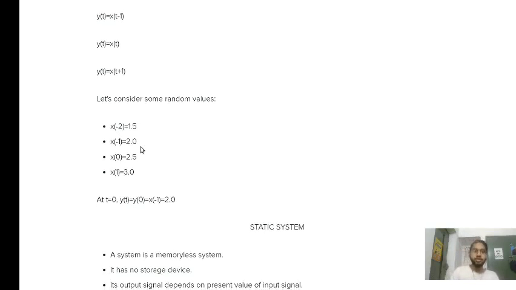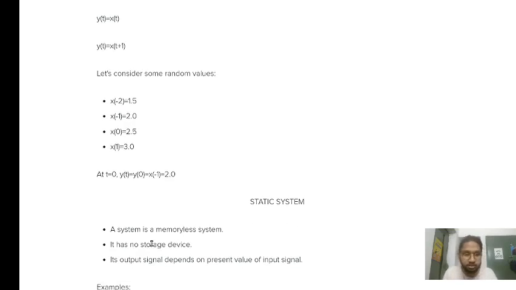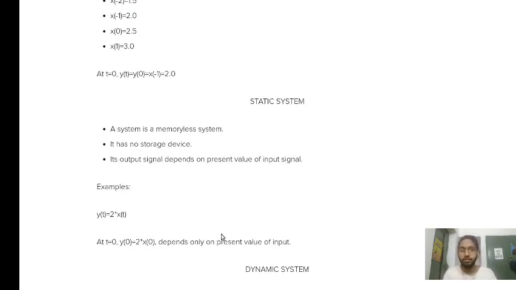So here are some examples: x of minus 2 equals 1.5, x of minus 1 equals 2.2, x of 0 equals 2.5, and x of 1 equals 3.0. So there are some examples. At t equals 0, y of 0 equals x of minus 1 in the first case. So it depends on the past value of input.